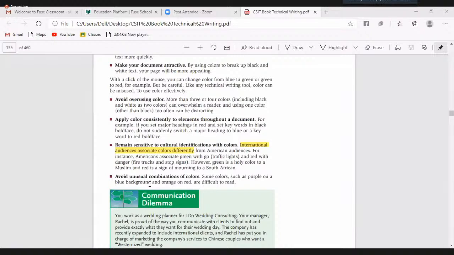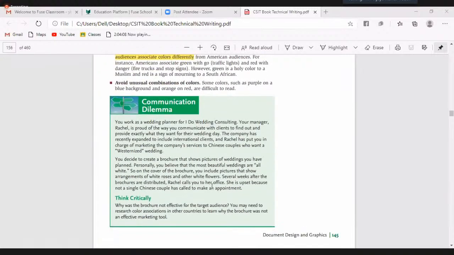Then avoid unusual combinations of colors. The combination of colors must be effective. That also matters most. If you are not able to provide a good combination of colors, then that also creates a bad impact upon the audience. So some colors such as purple on a blue background. Now see, your background is blue, and there you use purple color. Then that is not a good combination. Similarly, your background is, let's say, red, and there you use orange color. So this is not a good combination of colors, right?